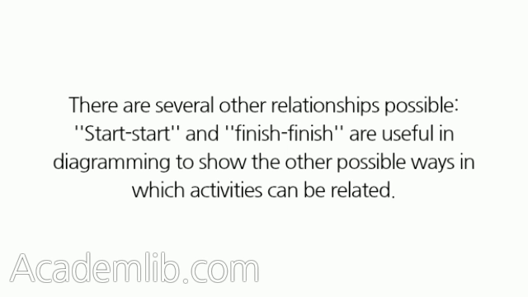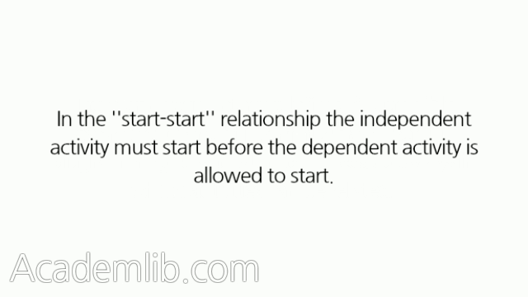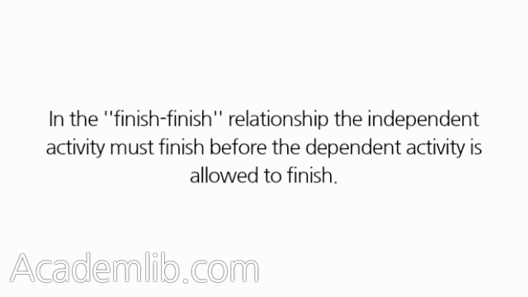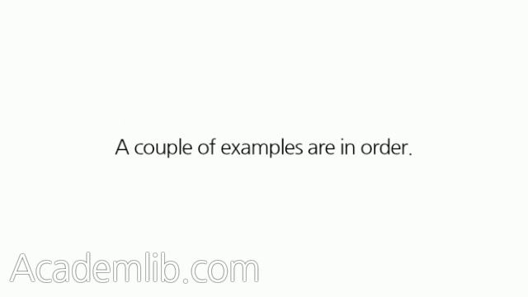There are several other relationships possible. Start-start and finish-finish are useful in diagramming to show the other possible ways in which activities can be related. In the start-start relationship, the independent activity must start before the dependent activity is allowed to start. In the finish-finish relationship, the independent activity must finish before the dependent activity is allowed to finish. A couple of examples are in order.